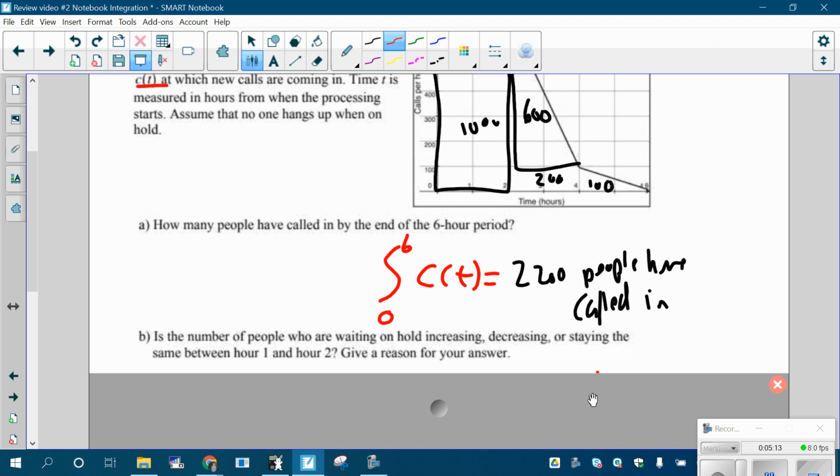Second question. Is the number of people who are waiting on hold increasing, decreasing, or staying the same between hour 1 and hour 2?